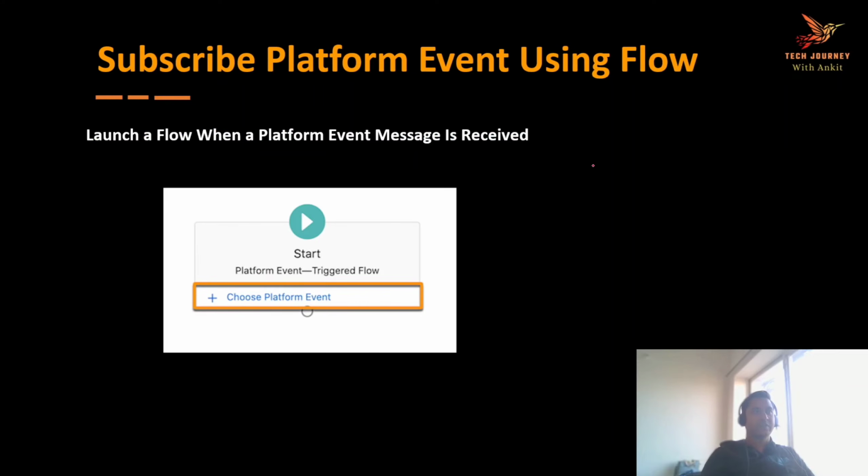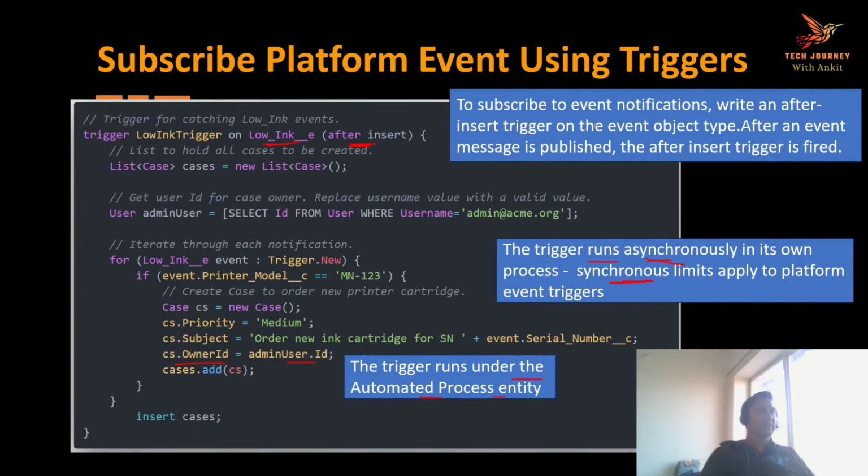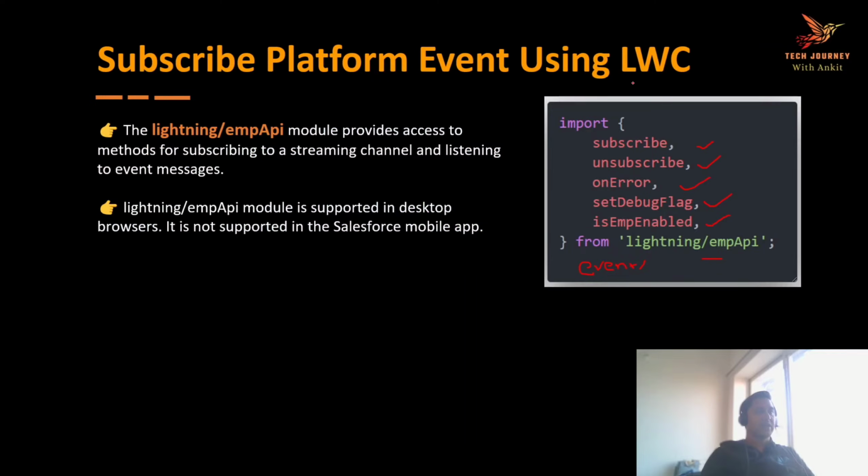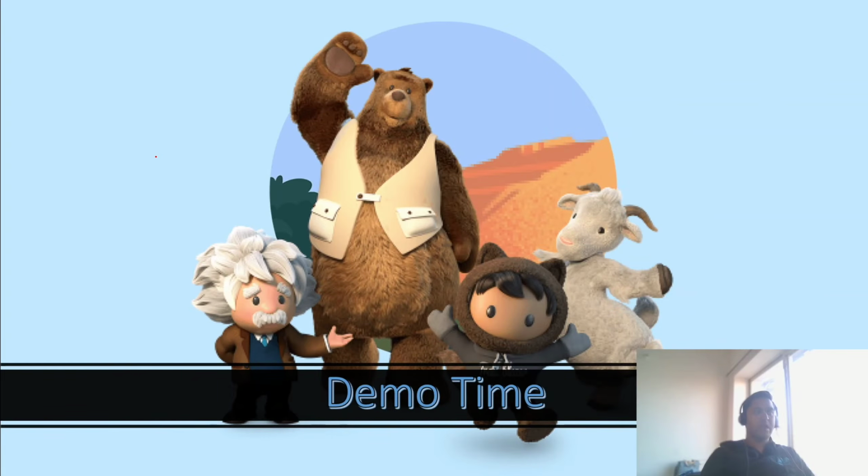So folks, this is the quick revision. We can subscribe to the platform event using flows. We can subscribe to the platform event using triggers. In the trigger, we have to make sure that we are using the after insert trigger, right? And we can also subscribe by using Lightning Web Components. In the Lightning Web Component, we can take the help of the empApi module to subscribe to the platform event. Now let's move to the demo part where we will see all these things in action.